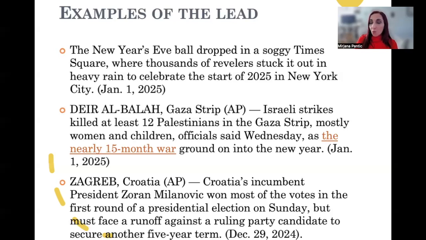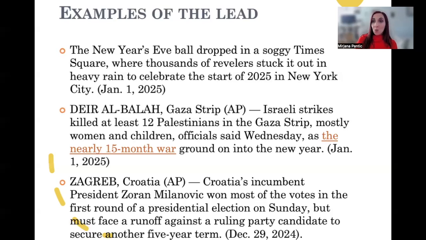And then there's one more example of the lead. This story covers politics in the Balkans. Zagreb, Croatia. Croatia's incumbent president, Zoran Milanovic, won most of the votes in the first round of a presidential election on Sunday, but must face a runoff against a ruling party candidate to secure another 5-year term.